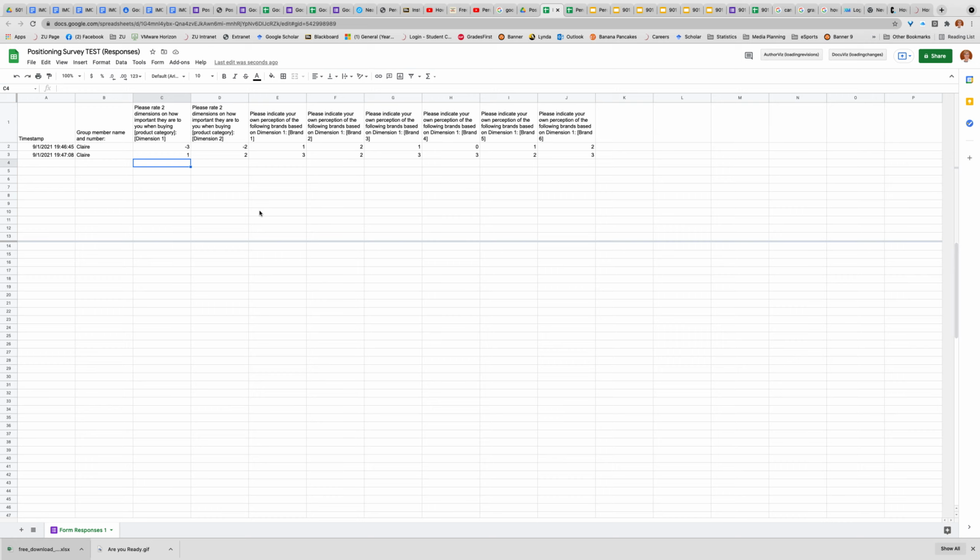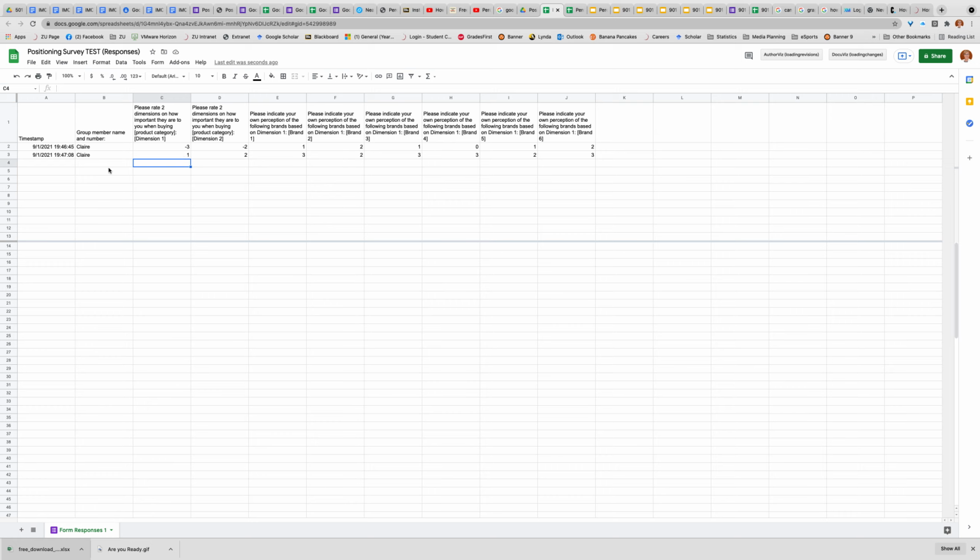Quick rundown of how to look at your results for the positioning survey. I'm sure that most of you have created and done averages before, but you'll notice what you have is the two dimension preferences. This is where you're saying, dimensions on how important they are to the person. Okay, and I've got my two responses here.